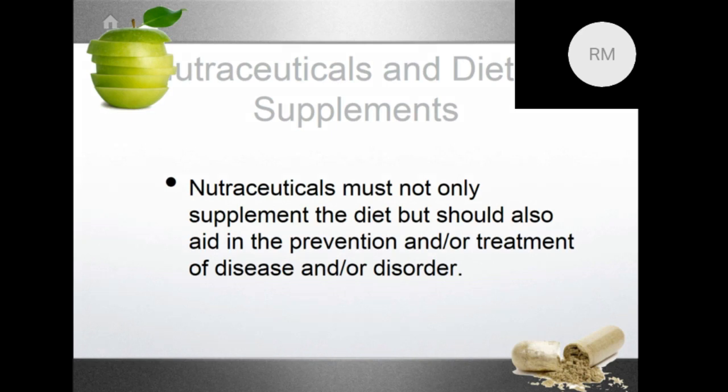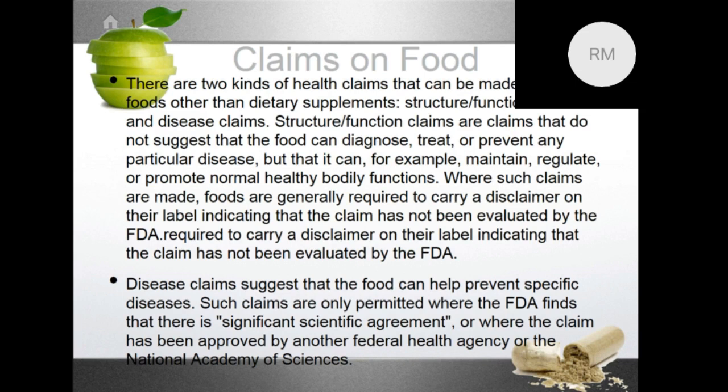So now we have to look at the difference. There are two kinds of health claims that are made about foods other than dietary supplements. These are called structure function claims and disease claims. So structure function claims do not suggest that the food can diagnose, treat, or prevent any particular disease, but that it can maintain, regulate, or promote normal bodily functions. When such claims are made, foods are generally required to carry a disclaimer on their label. So this is regulatory.